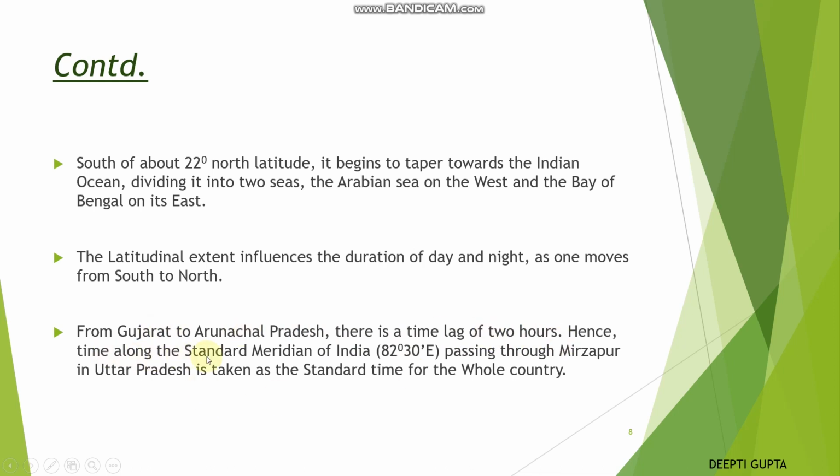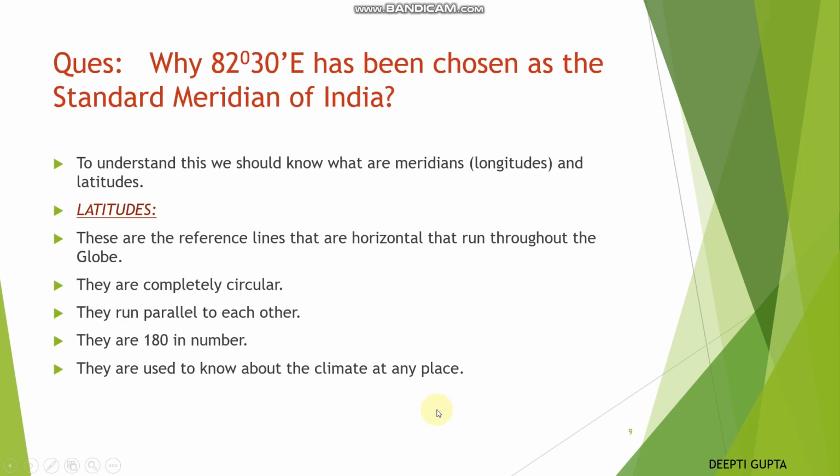Hence, the time along the standard meridian of India, that is 82° 30 minutes east, which passes through Mirzapur in Uttar Pradesh, is taken as the standard time for the whole country. In our country, in our watch, we can see there is the same time all over India. Now, an important question arises here because of this 2 hour lag.